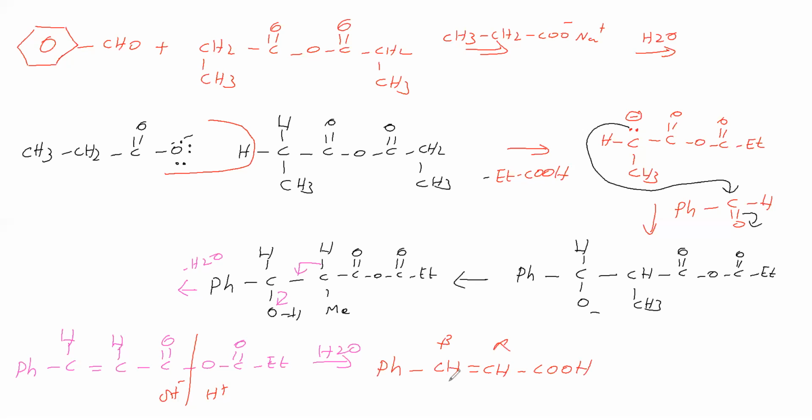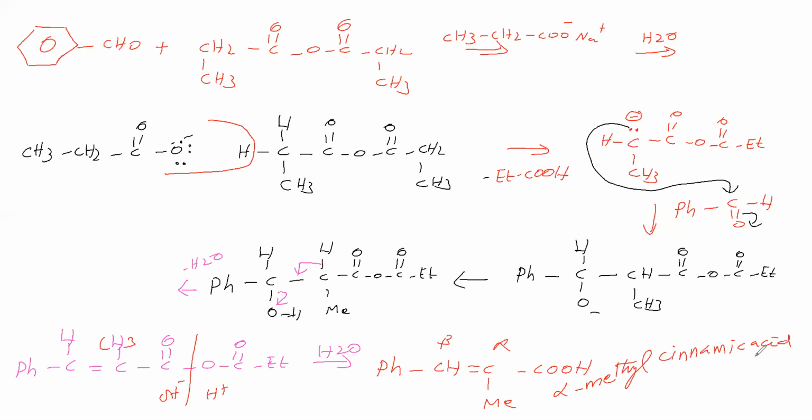This is called, here a methyl group will be there. This is not H, it is a methyl group. So here we have to give one methyl group instead of this hydrogen. So at the alpha position a methyl group is there. Therefore, it is alpha methyl, and the remaining part is called cinnamic acid.